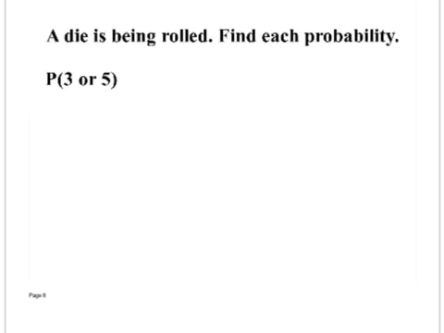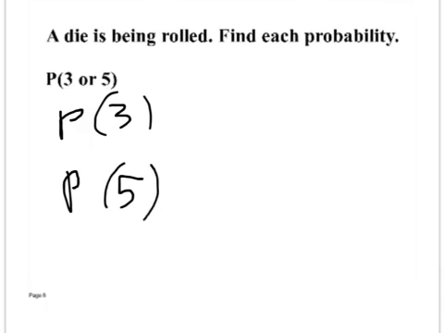What we need to do is find the probability of rolling a 3 and add it to the probability of rolling a 5. There are 6 faces, and a 3 is on one of them, right? There are 6 faces, and a 5 is on one of them. So we need to add these two fractions.